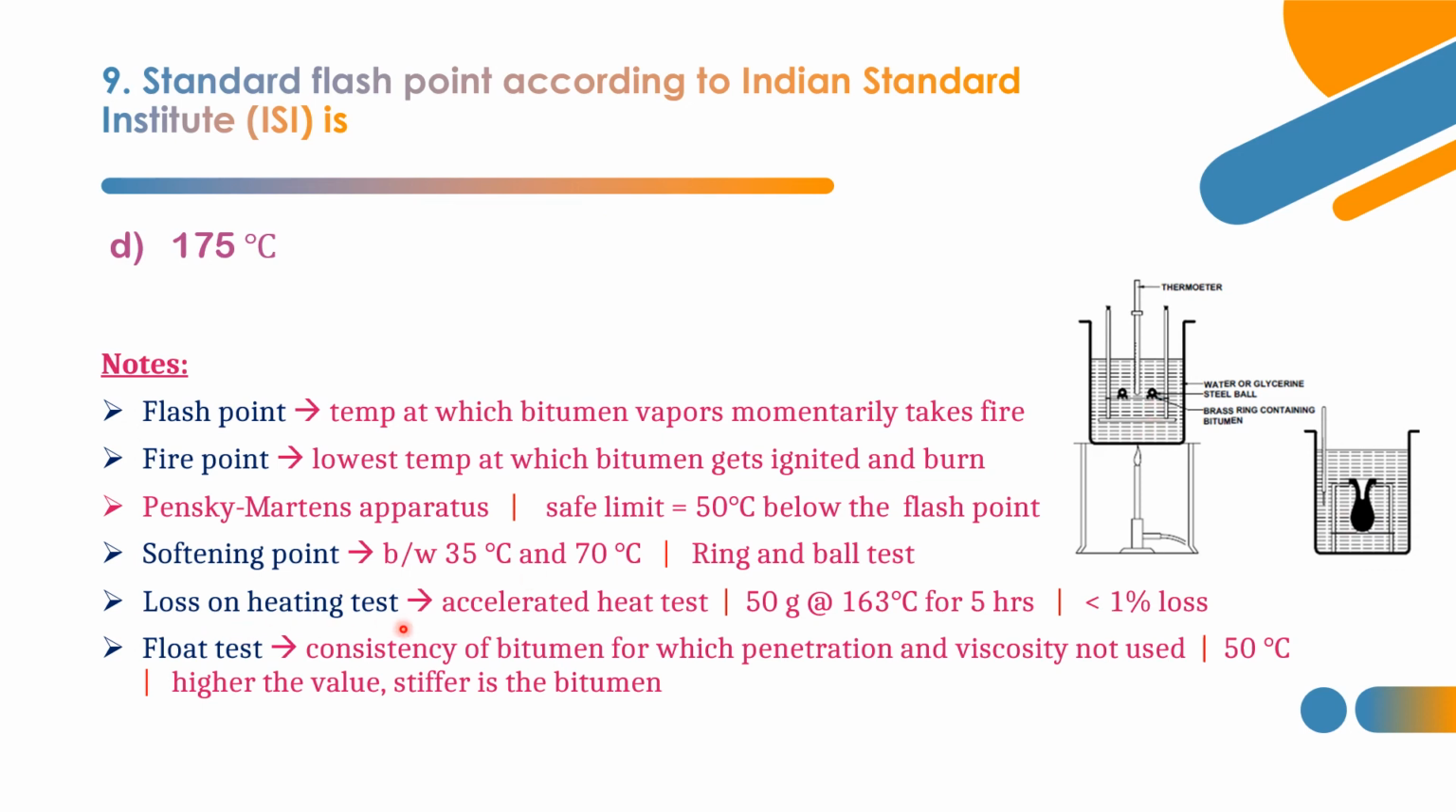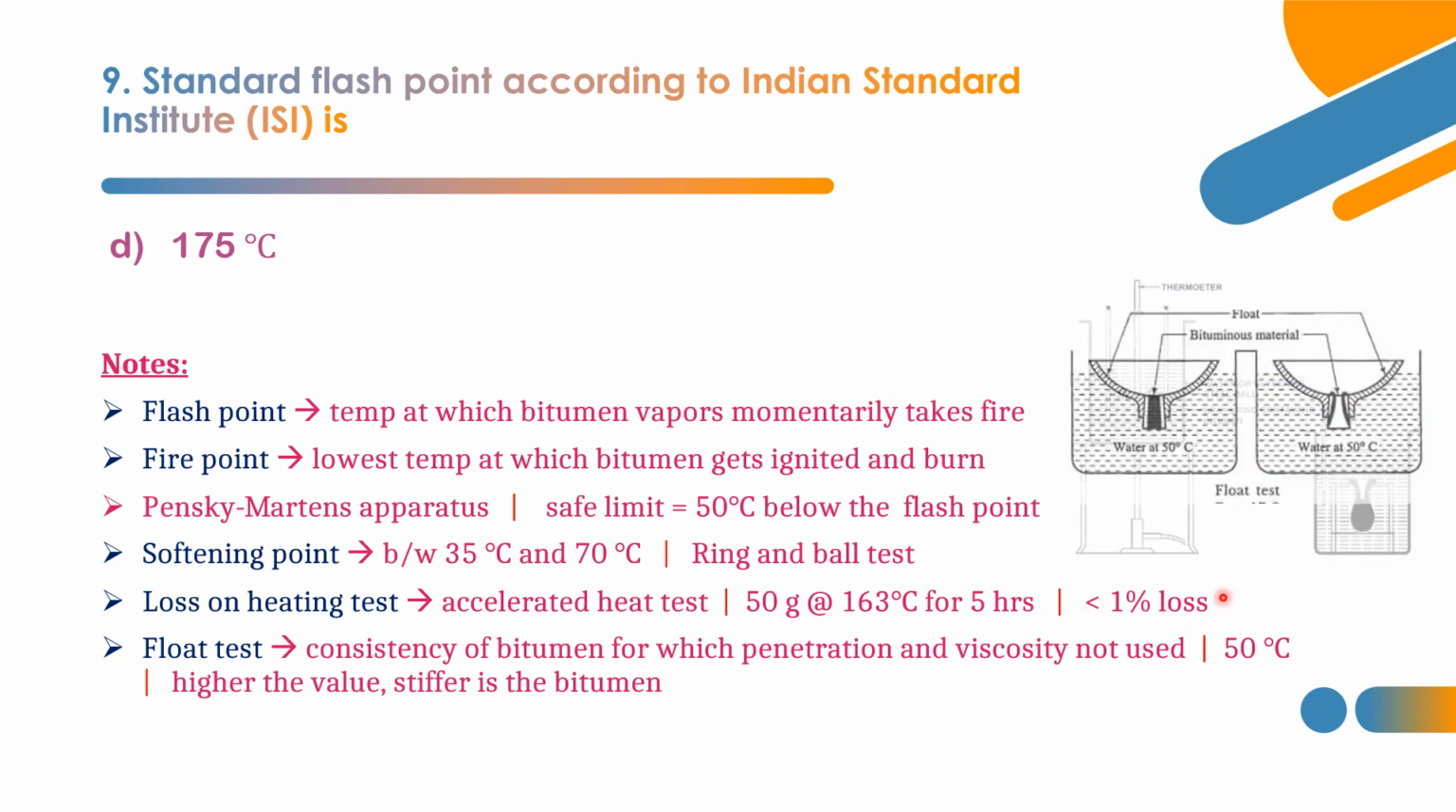And next is the loss on heating test. Here we are testing for accelerated heat, and 50 gram of bitumen at 160 degrees Celsius for 5 hours will be given, and the loss on heating shall be less than 1%. Then we can consider that bitumen as a good one.